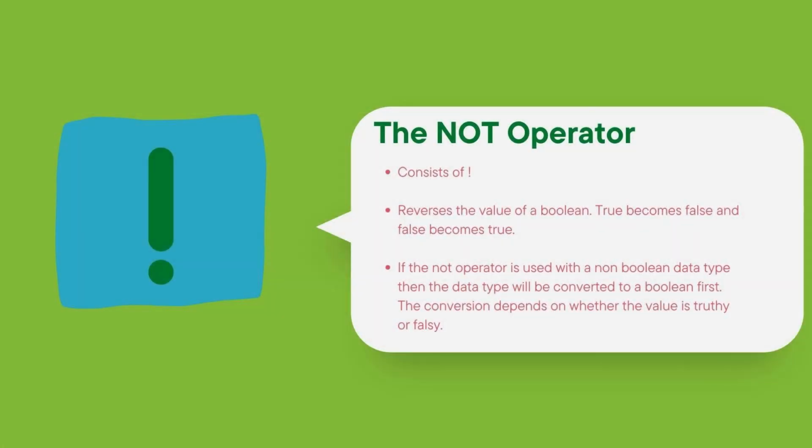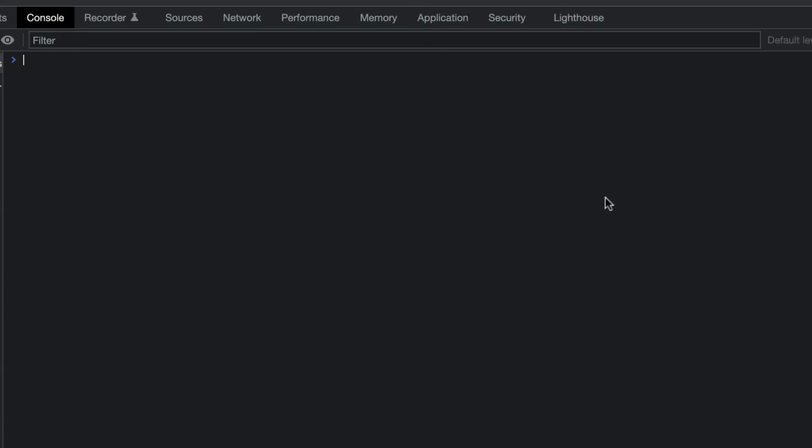So lastly we have the NOT operator. The NOT operator reverses or negates the value of a boolean. So the NOT operator will return false if the value is true, and true if the value is false. The return value of the NOT operator will always be a boolean. The NOT operator can be used with non-Boolean data types, but these values will be converted into Booleans based on whether that value is truthy or falsy before being negated.